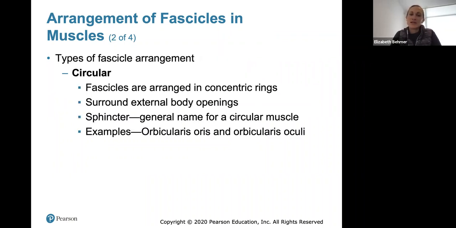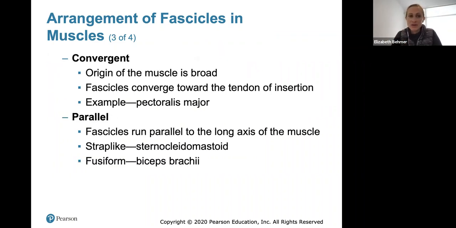If a muscle is a circular muscle, the fascicles are arranged in concentric rings that surround external body openings like a sphincter, or the orbicularis oris or the orbicularis oculi muscle, which are circular muscles around the mouth and the eyes. Convergent muscles is when the origin of the muscle is very broad. The fascicles will converge toward the tendon of insertion. An example of this is the pectoralis major muscle. I think that might be a test question. So you do have to know some examples of these.